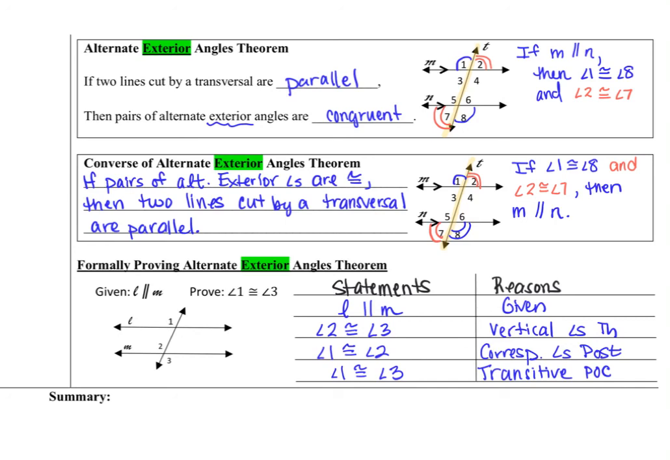For your summary, you need to talk about the difference between alternate interior angles and alternate exterior angles.